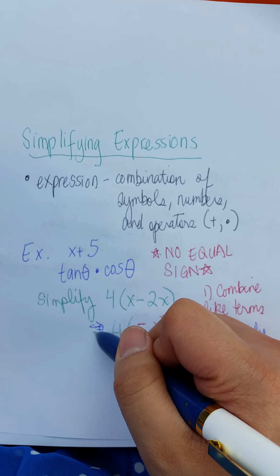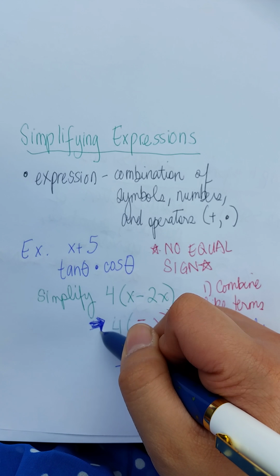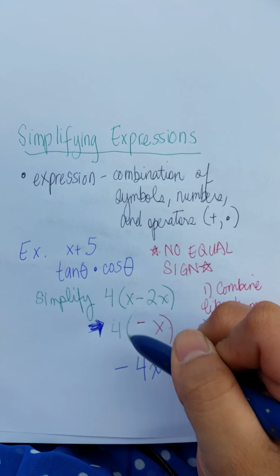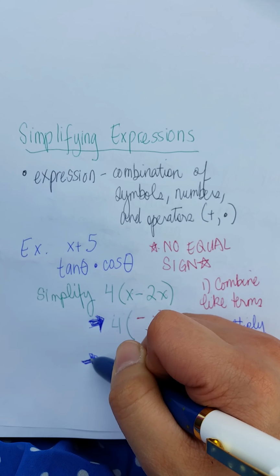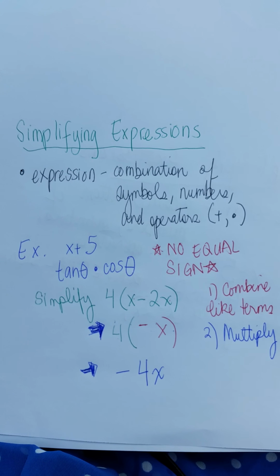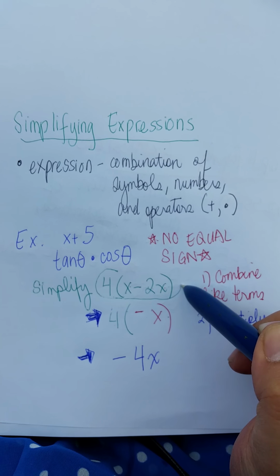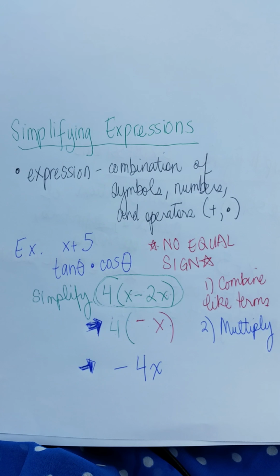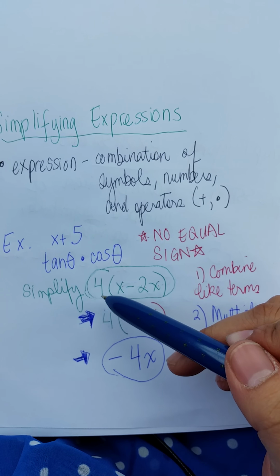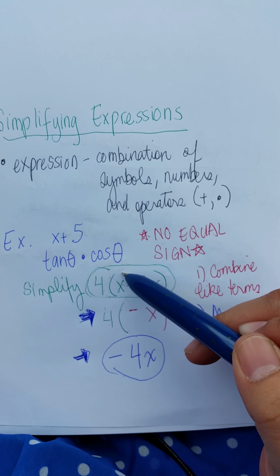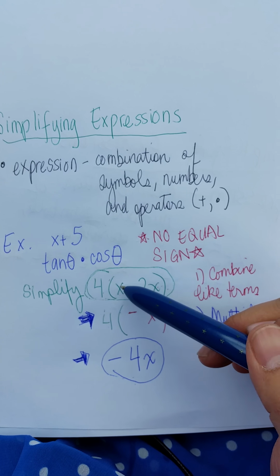So this arrow means that we went from the first step to the second step. Okay, so this is our first step. And our next step, we multiplied 4 times negative x. So we ended up at negative 4x. So we went from this expression, which has 3 different terms here, to this expression, which has only one whole term. Okay, so we simplified 4 times the quantity of x minus 2x into negative 4x, and we know these two are equal from our steps.